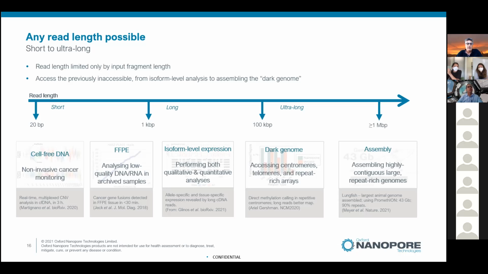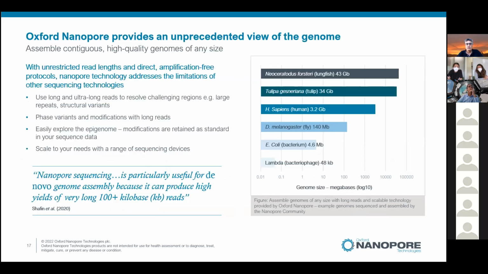Then you can look at FFPE analysis. 1 to 2 kb is perfect for full-length isoform analysis. If you want to look at repeat regions, centromeres, telomeres, you really need 100 kb or larger for spanning those. And for genome assembly, adding a little bit of 1 megabase data really improves the contigs. So we provide that huge range of applications across the board.